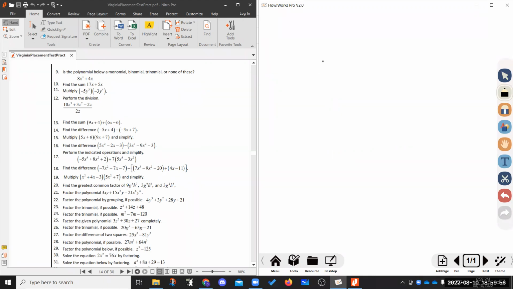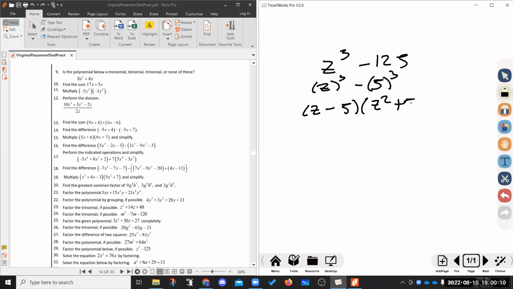In fact, there's my difference of cubes right there. This is z cubed minus 5 cubed. This is z minus 5 times z squared plus 5z plus 25.